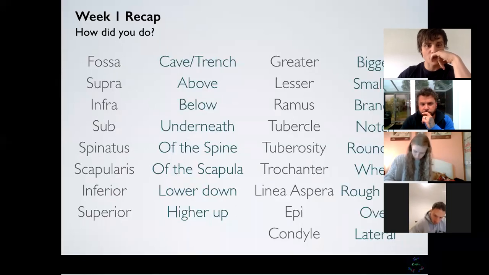Okay. Right. So everyone can see we've got fossa, we use cave, trench, supra above, infra below, sub underneath.